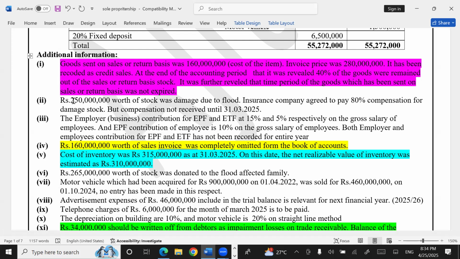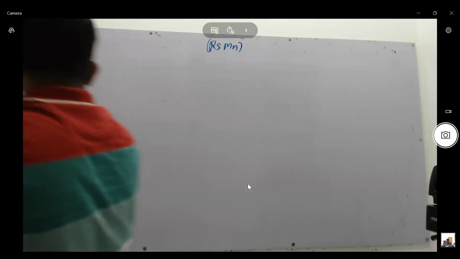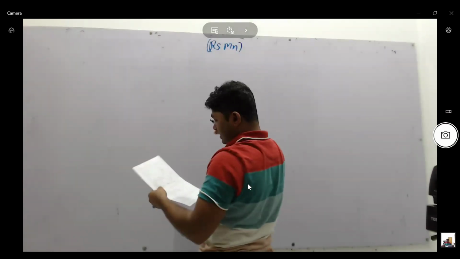And the balance part cannot be recovered. It should be considered as an expense. Then think how to adjust damaged stock. Insurance receivable available, 3 marks. First one, calculate insurance receivable at 80%. Therefore, this is the way you have to calculate damaged stock.